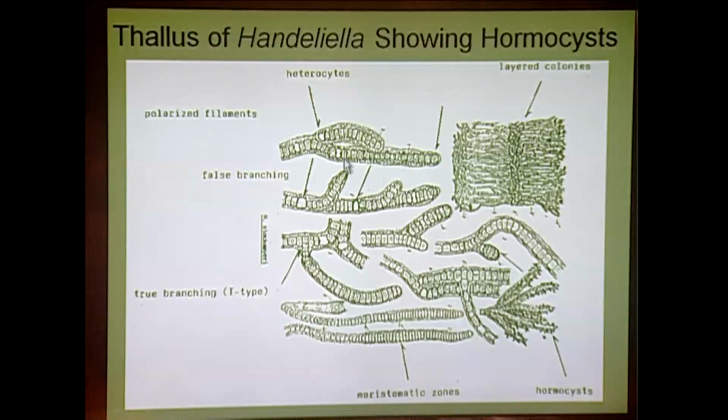Hormocyst is a thick-walled structure which develops close to the heterocyst, which is another thick-walled cell. But these hormocysts will produce a new filamentous structure whenever they break by fragmentation. And this hormocyst will produce a new plant body. The hormocyst definitely will allow the bacteria to colonize in a favorable condition.